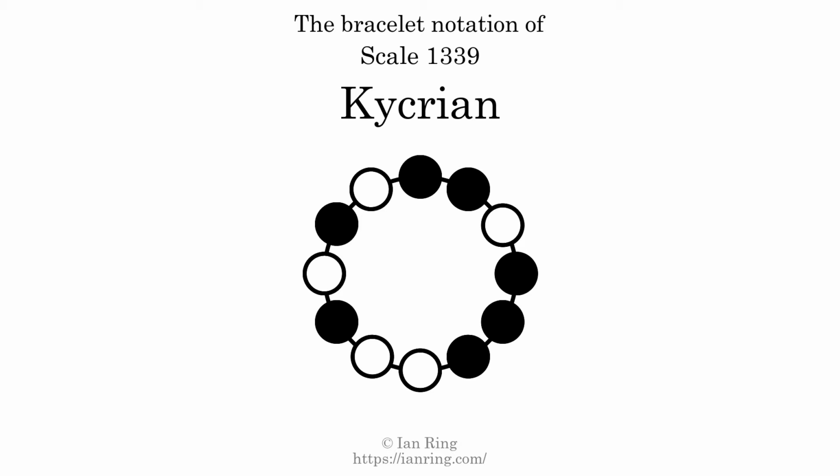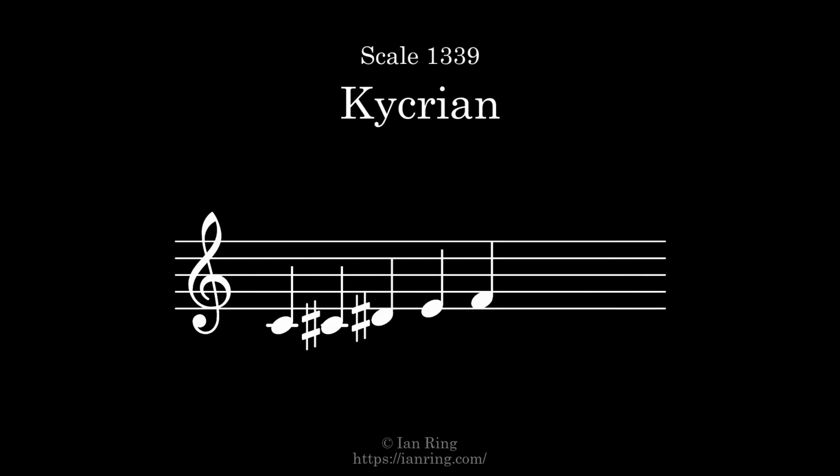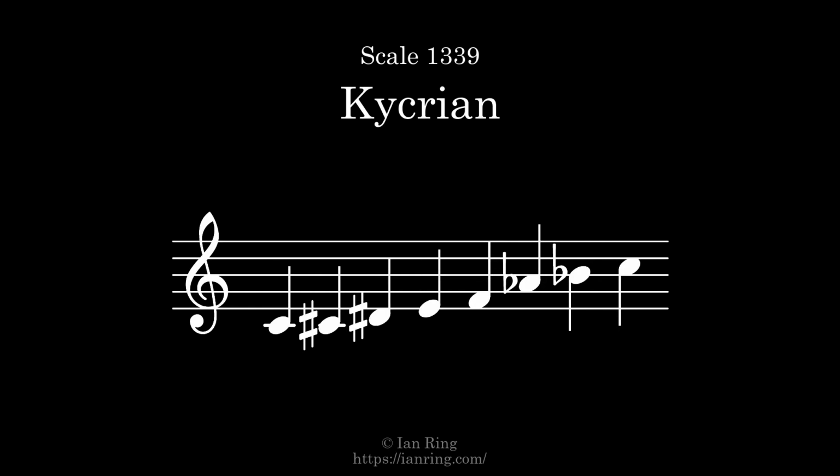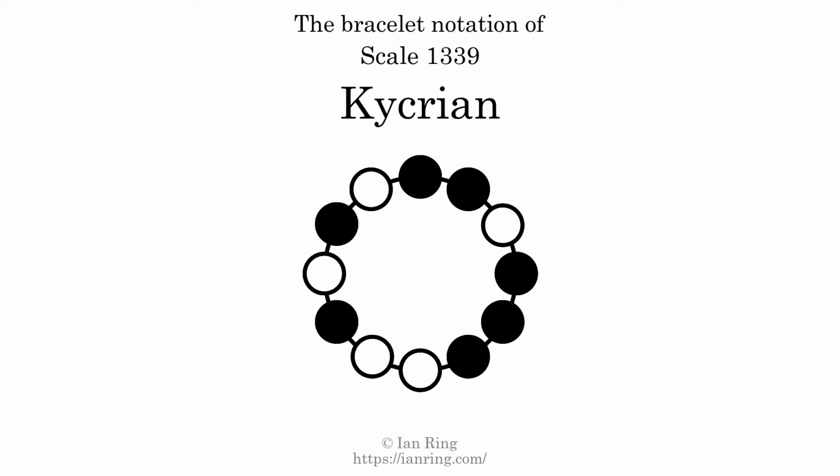1339, Kycrian, which sounds like this. This scale has 7 tones, which means it is called a heptatonic scale. This is a bracelet notation diagram of scale 1339. The shaded circles represent tones that appear in the scale, and they are read clockwise, starting at the top.